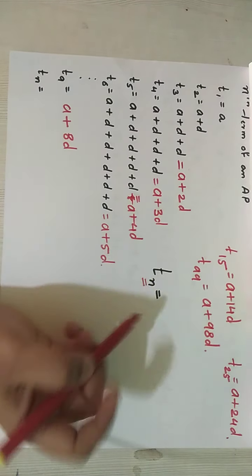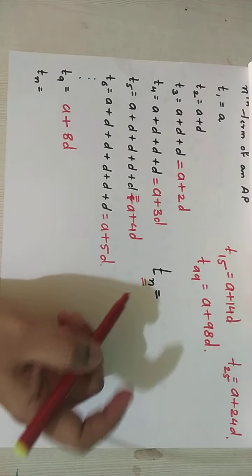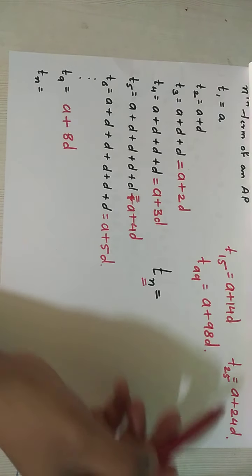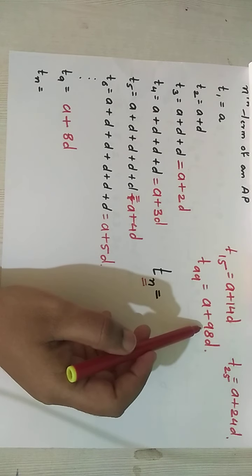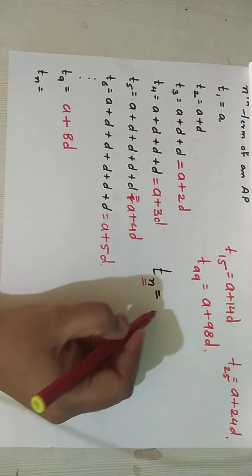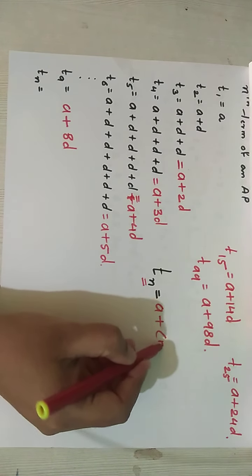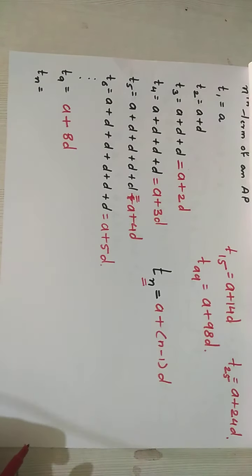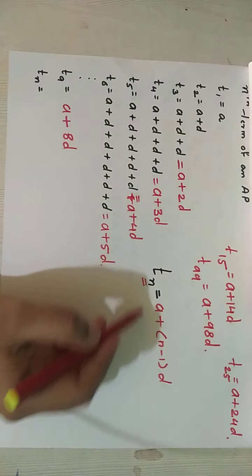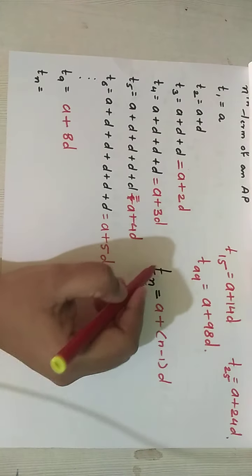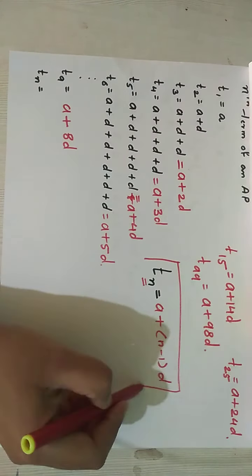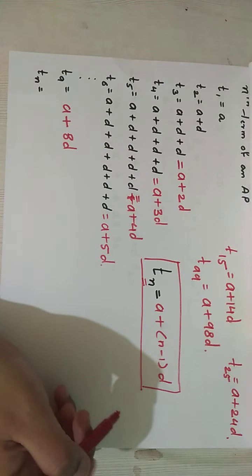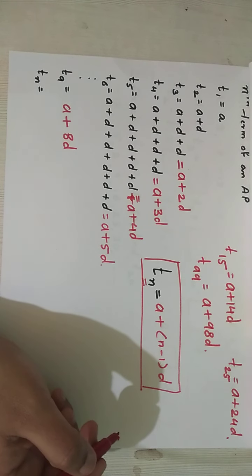Tn means the nth term. If it is 25, you have 1 less over here, 24. If it is 99, you have 98 over here. So if it is n, you will have n minus 1 over here. N minus 1 means 1 less. So Tn will be A plus n minus 1 D. This is the formula which you need to learn for your next exercise. Tn is equal to A plus n minus 1 D.